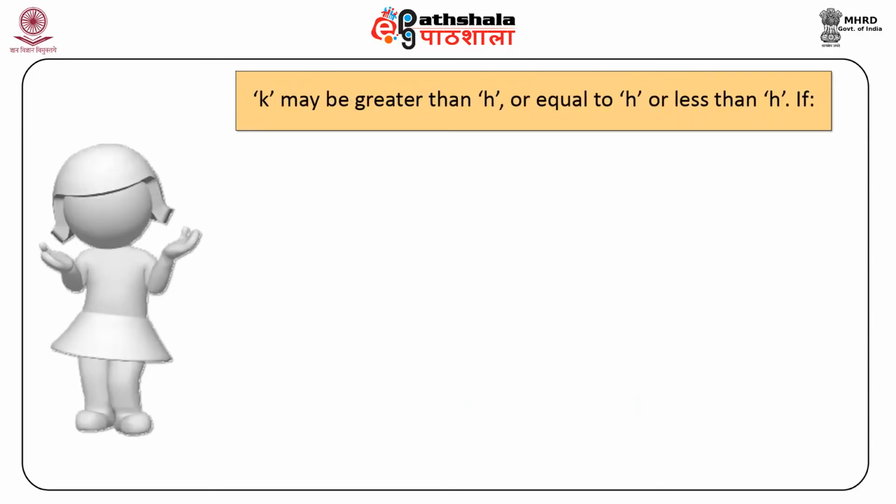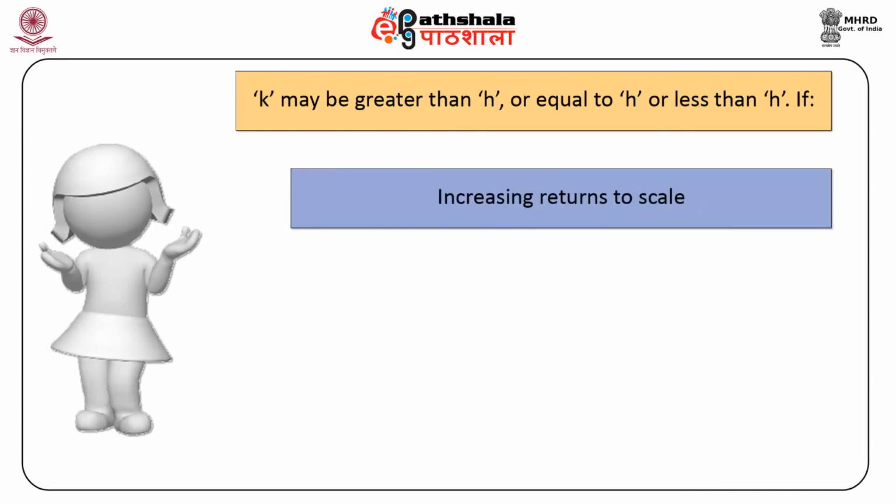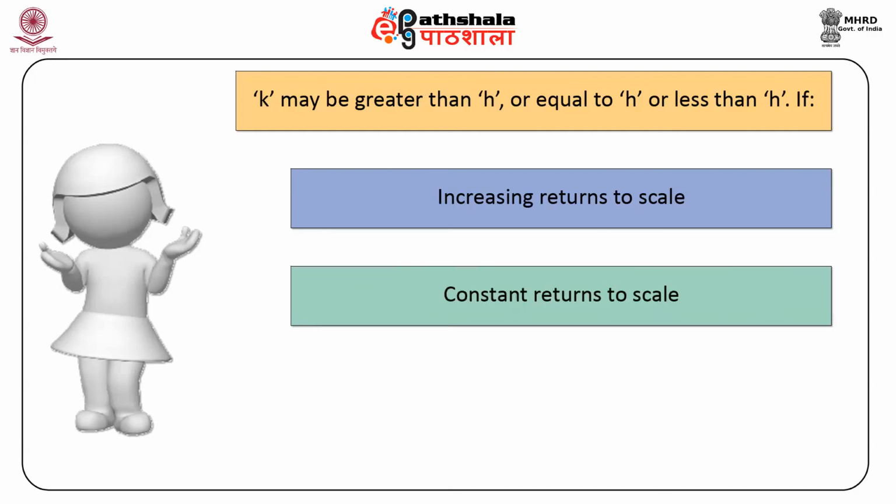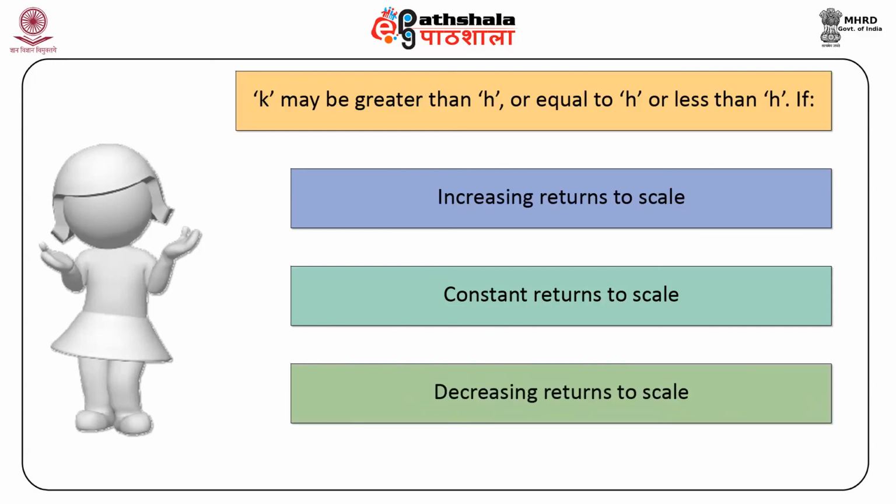Hence, k may be greater than h or equal to h or less than h. If k is greater than h, then it represents increasing returns to scale. If k is equal to h, then it represents constant returns to scale. And if k is less than h, then it represents decreasing returns to scale.